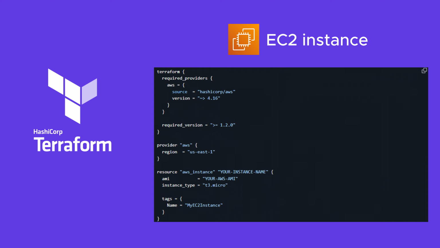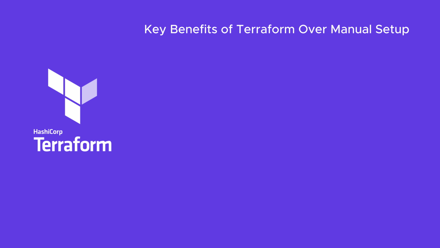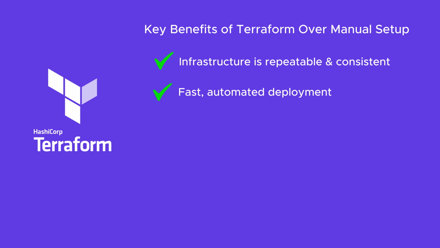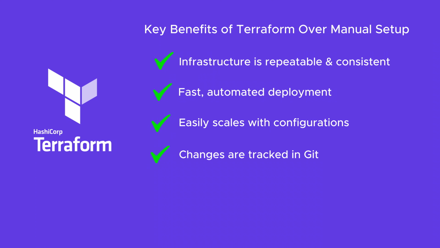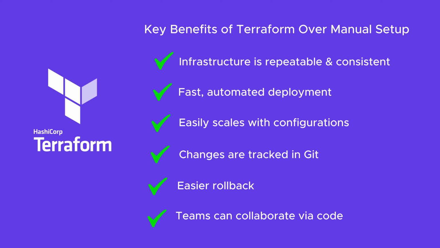Now with Terraform, if you want to set up a server, for example an EC2 instance, all you need to do is to write a Terraform script like this one here, and your entire AWS infrastructure is automatically provisioned in the cloud. The key benefits of Terraform over manual setup is that with Terraform, your infrastructure is repeatable and consistent, it's fast with automated deployment, easily scales with configurations, changes are tracked in Git, easier rollback, and teams can collaborate via code. By using Terraform, you can eliminate manual setup issues, improve deployment speed, ensure consistency, and enable easy scaling.